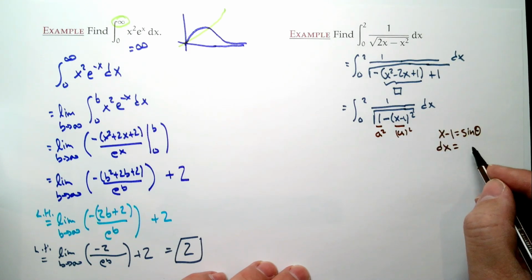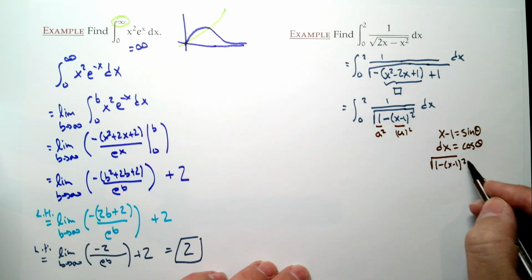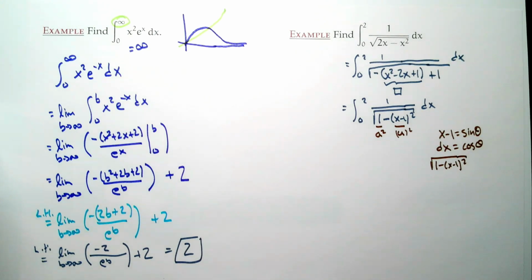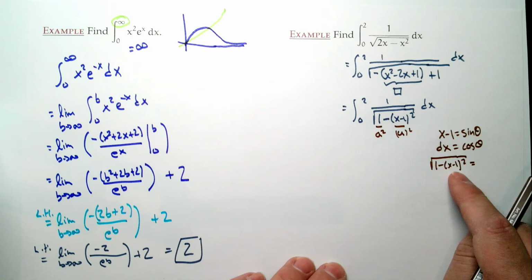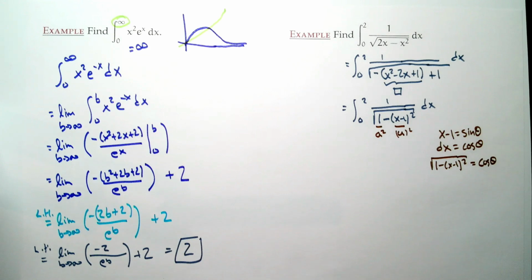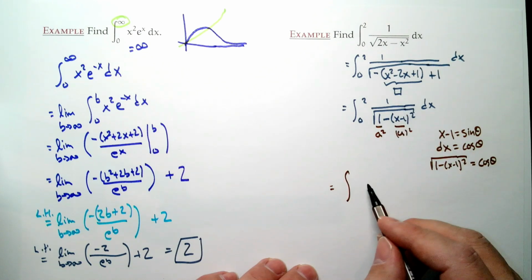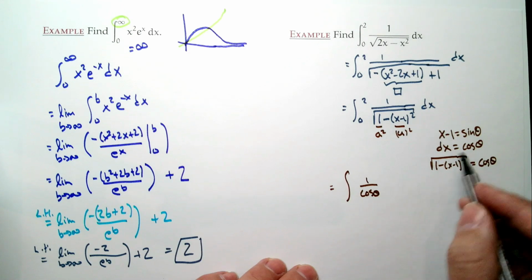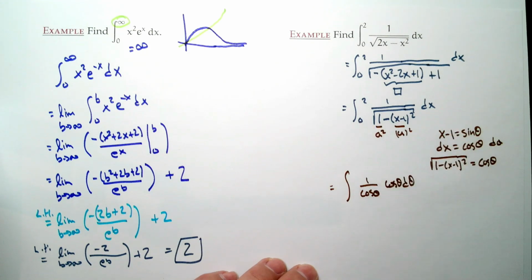dx would be cosine theta. And on a side note, the square root of 1 minus (x minus 1) squared, what would that be? So it would be the square root of 1 minus sine squared. It becomes cosine. All right. So let's see. We'll put this all together. Integral. We have 1 over cosine times dx. Oops, I forgot my d theta there. Cosine theta d theta.